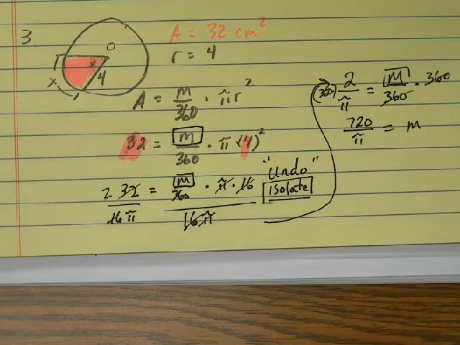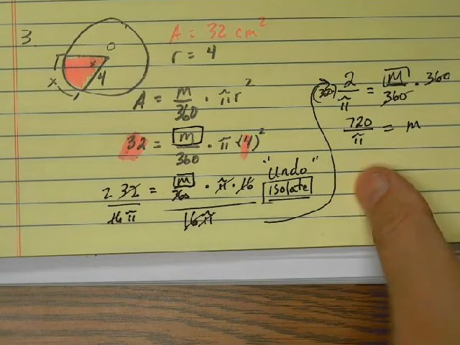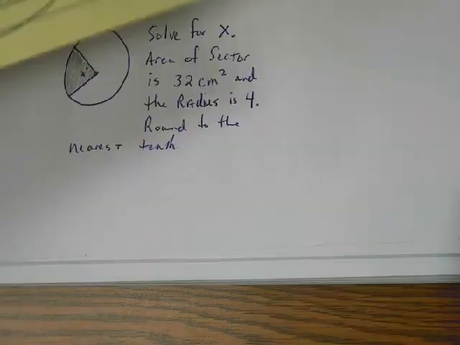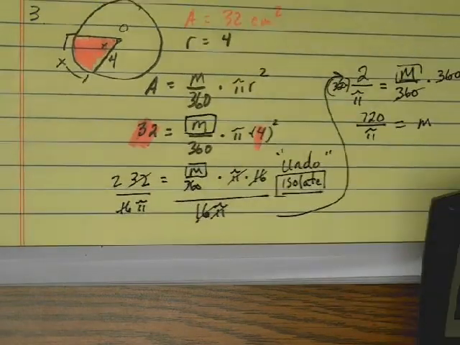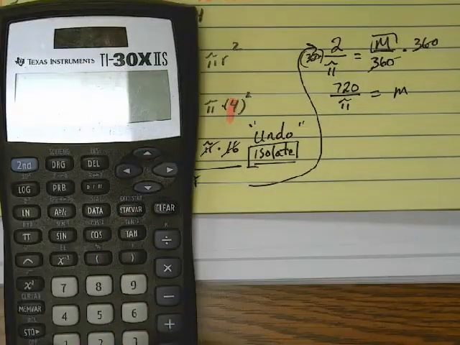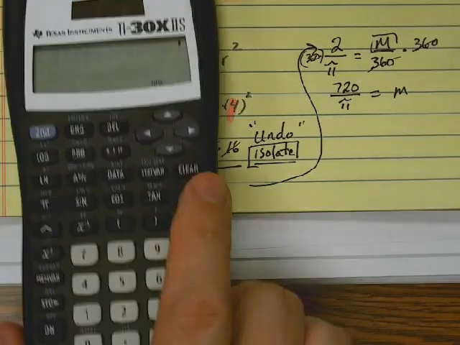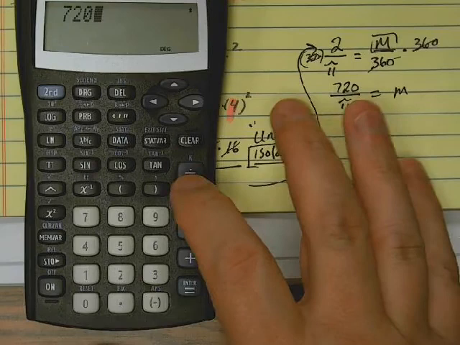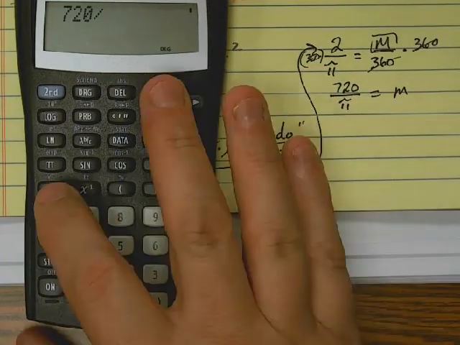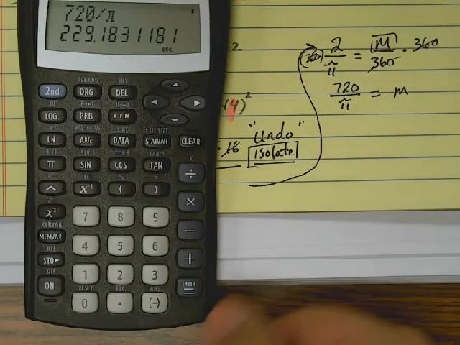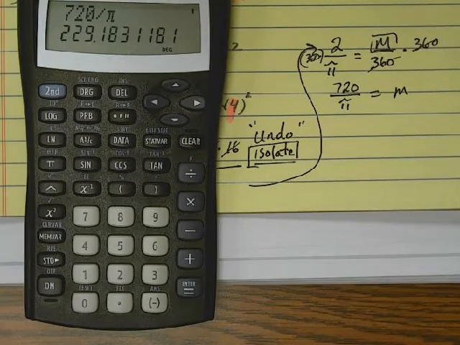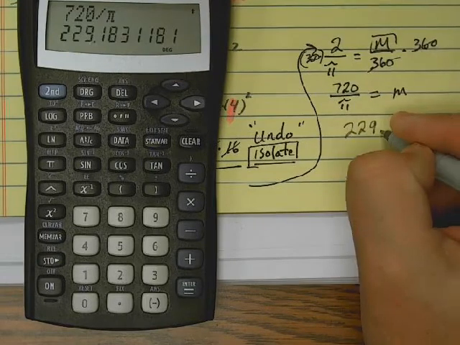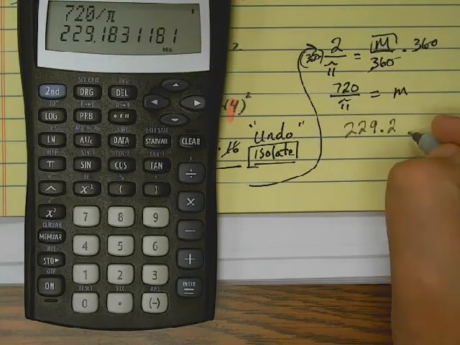Okay. Let's put that into the calculator. Did it say that we had to round it? Was there any wording on rounding? Yeah, round to the nearest tenth. Okay, so here we go. Clear. 720 divided by pi equals, round to the nearest tenth, 229.2.